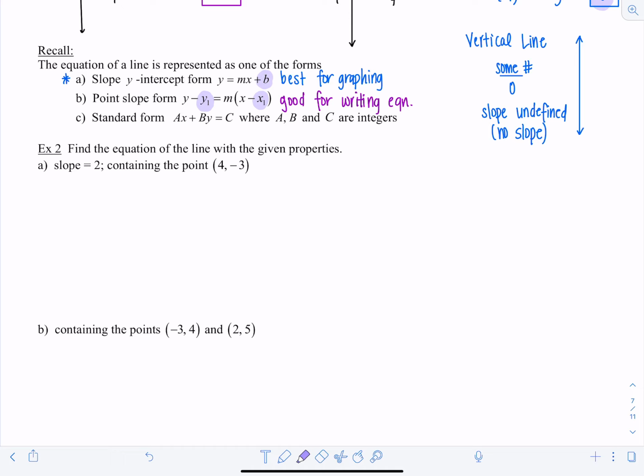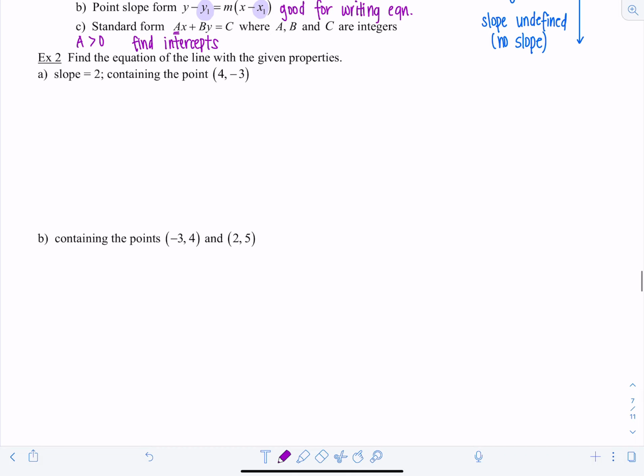And then there's standard form, ax plus by equals c, where a, b, and c are integers. Depending on the textbook, most of them will require that a be positive. If they ask for standard form, write your final answer in standard form. It can be super useful if you need to find x and y intercepts. I'll show you how to do that pretty easily. Good, so let's look at some examples here. First one says, find the equation of the line with the given properties.